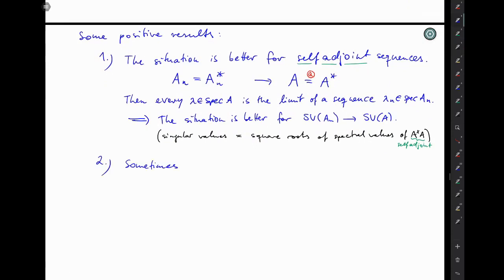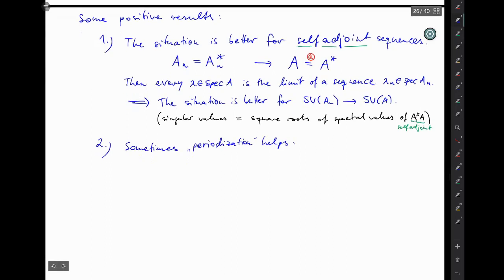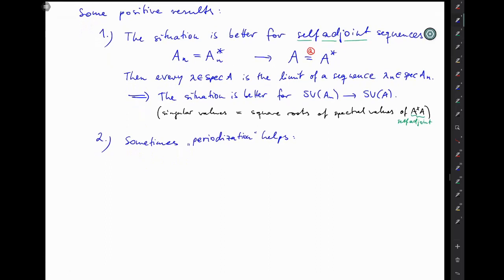Sometimes periodization helps. And we saw that in section 3.2 for the forward shift, and we will now show it for all convolution operators, but it actually holds for larger classes of operators. But let me first show what it is. So for illustration, let's take a convolution operator, even though we now know that the spectrum of a convolution operator can be easily computed. So there's no need for approximation techniques.